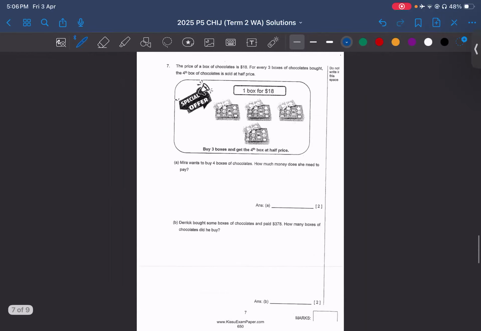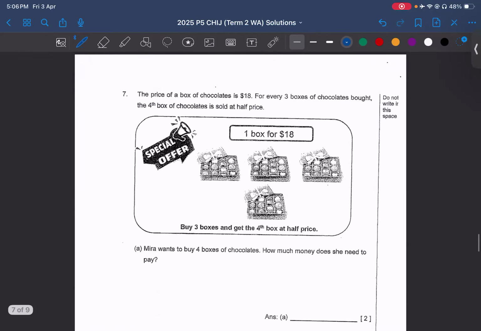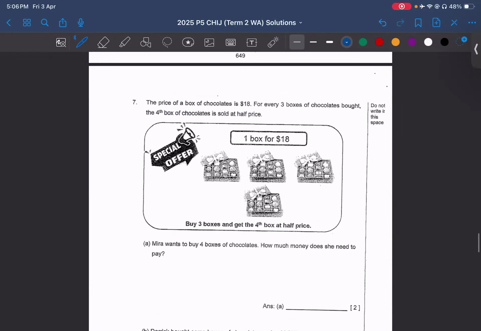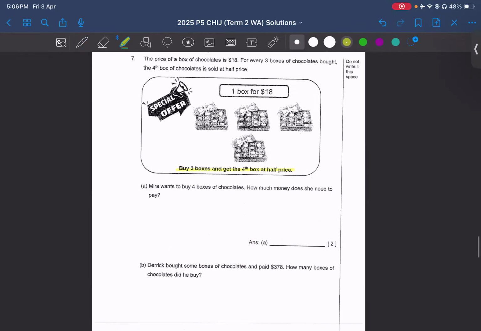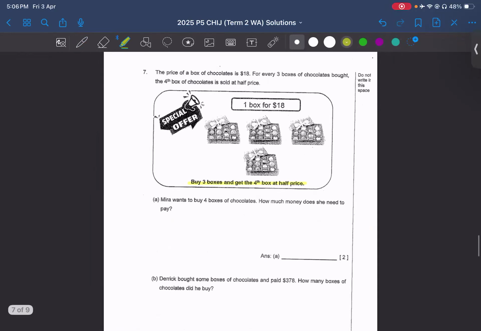Okay, next for question 7. The price of a box of chocolate is $18. For every 3 boxes of chocolate bought, the fourth box of chocolate is sold at half price. So one box costs $18, and if you buy 3 boxes, you get the fourth box at half price. So Mira wants to buy 4 boxes of chocolate. How much money does she need to pay?